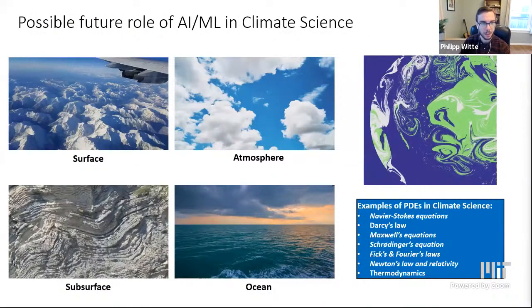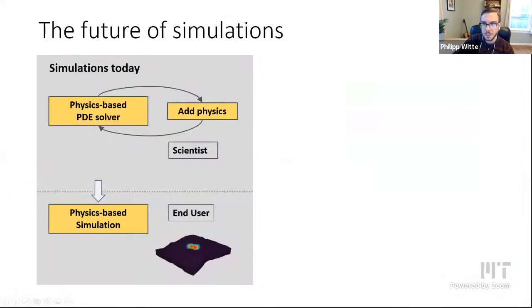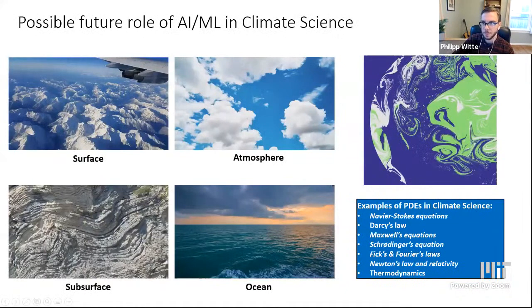So when we did that collaboration with Northern Lights, we wanted to explore the role that AI and ML can play in climate science. Generally in climate science, we are interested in describing what's happening on the various aspects of the Earth: the surface, the atmosphere, the subsurface, and the ocean. And of course, all these processes are described by partial differential equations, just a couple listed on the lower right-hand side here.